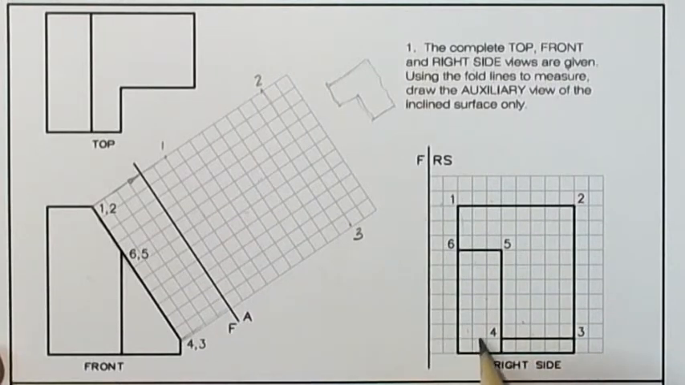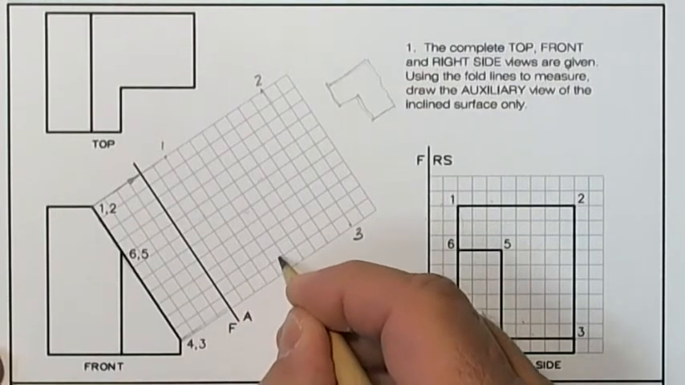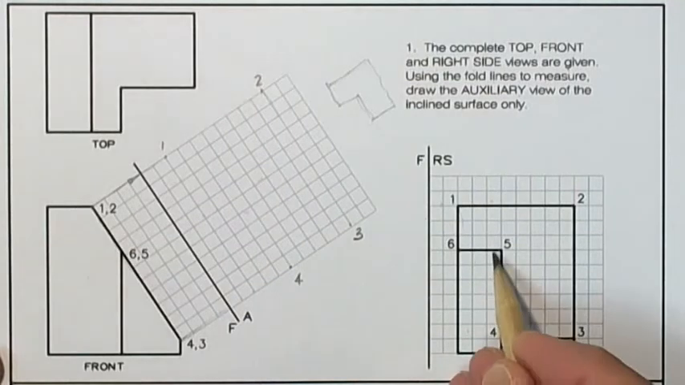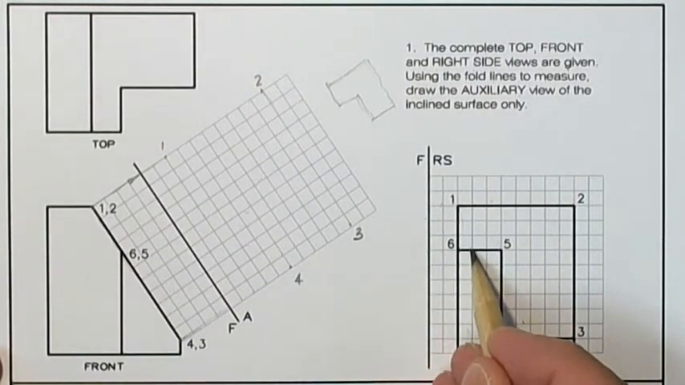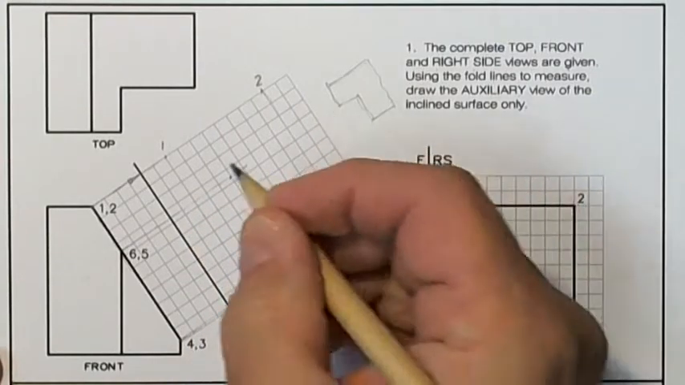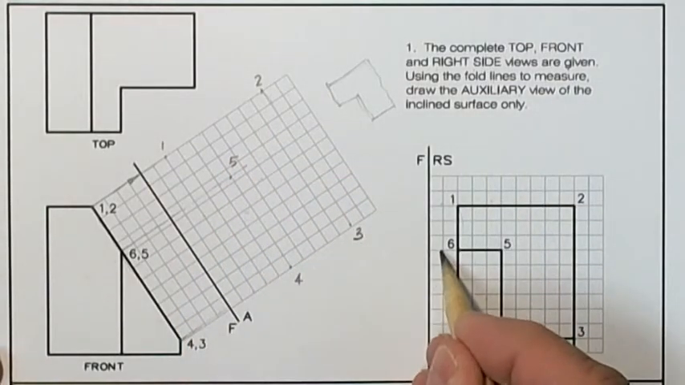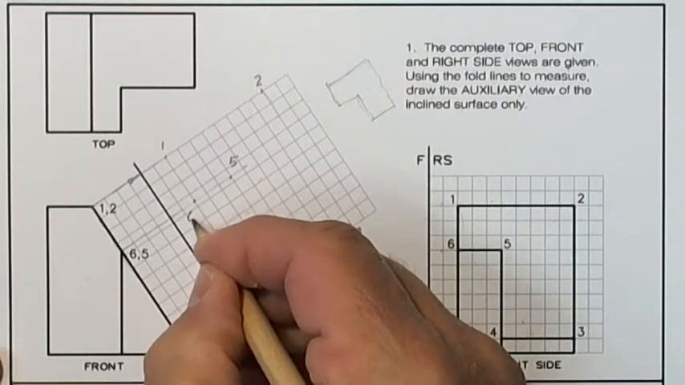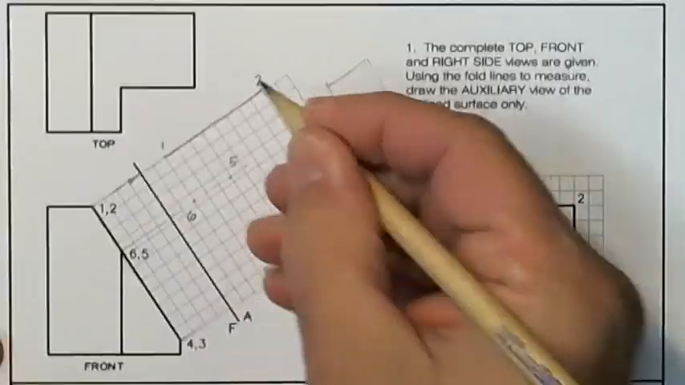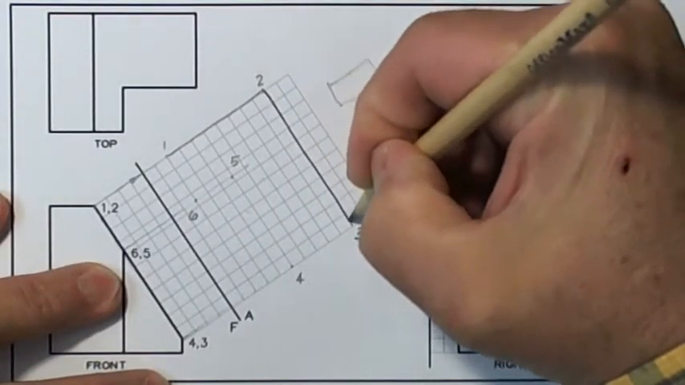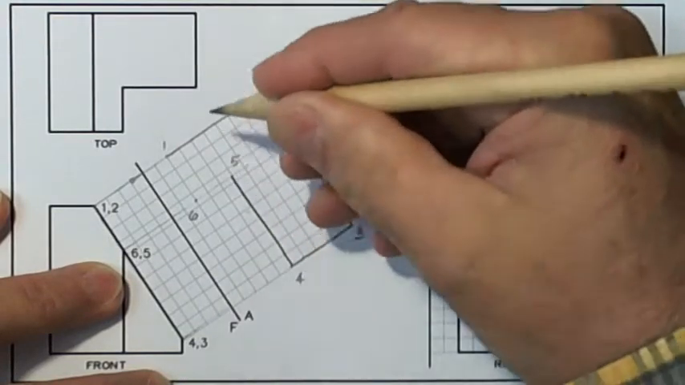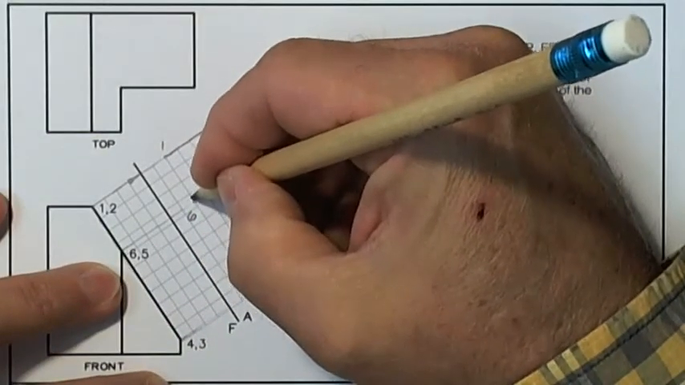Point 4, 1, 2, 3, 4, 5 from the fold line. It's down here. Here's point 4. Point 5 from the fold line now, 1, 2, 3, 4, 5. Here's point 5. And point 6, 1, 2. Now I have located all of my points. I simply connect the dots, 1 to 2, 2 to 3, 3 to 4, 4 up to 5, over to 6, and close.